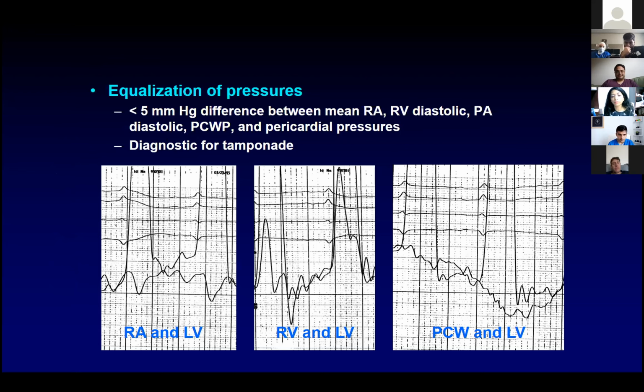So what you were talking about was equalization of the diastolic pressures in tamponade. And these are just waveforms to highlight that. It may be a little difficult to tell, but over here you're seeing the RA waveform at the bottom, and then you're just seeing the bottom half of the LV waveforms. And you can see that the LV diastolic pressure and the RA pressure over here are equal. The RV and LV diastolic pressures are also equal, and the pulmonary capillary wedge pressure and the LV diastolic pressures are also pretty equal.